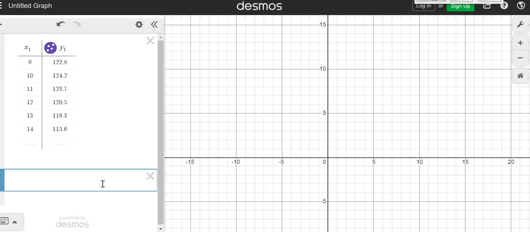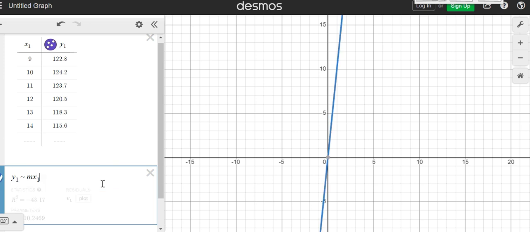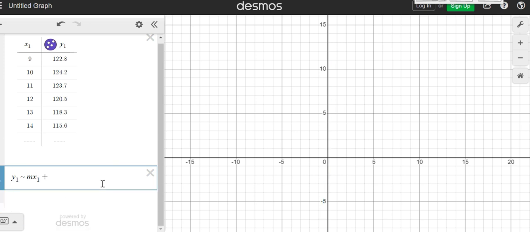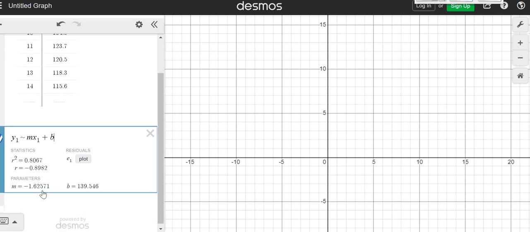Now type in your equation, your y equals mx plus b, but it's y1 is approximately equal to mx1 plus b. And it will give us the approximations we need. So write down your m, write down your b. M is, we're going to round to tenths place. And it also asked for R.